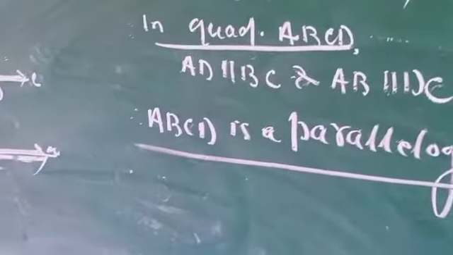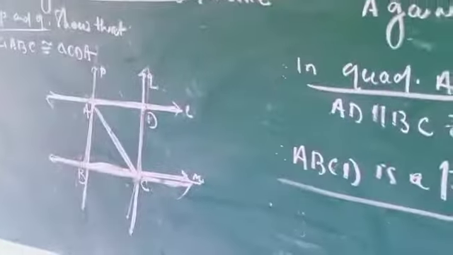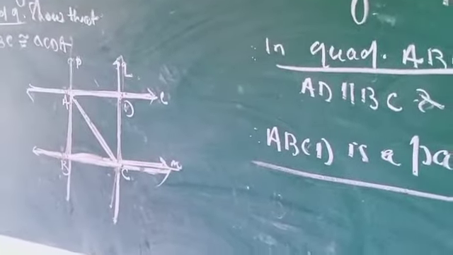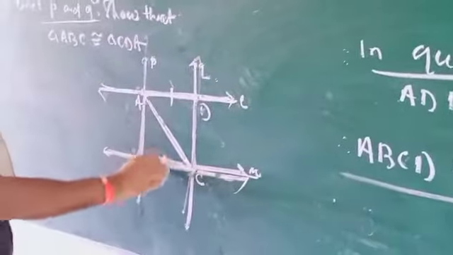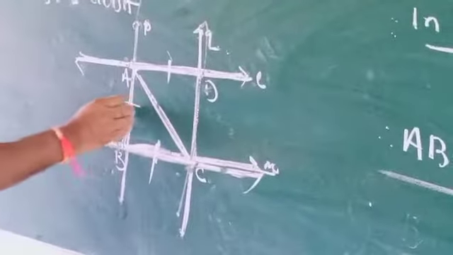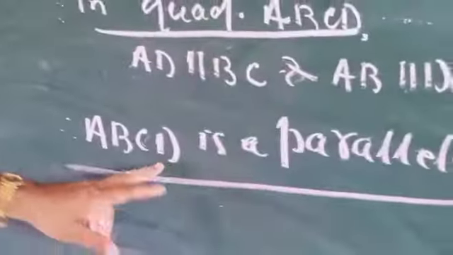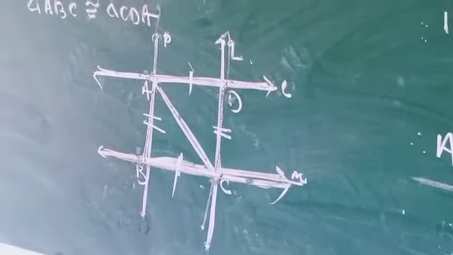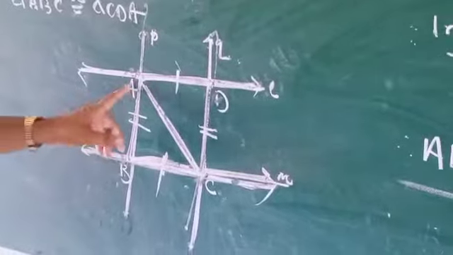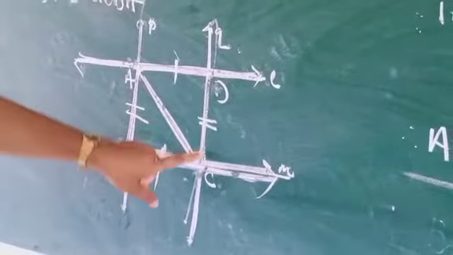Okay, so you know the property of a parallelogram: in a parallelogram opposite sides are equal. So therefore this is equal to this, and this one is equal to this. Understood? We have got parallelogram ABCD, and in it opposite sides are equal. So therefore AD is equal to BC and AB is equal to DC.